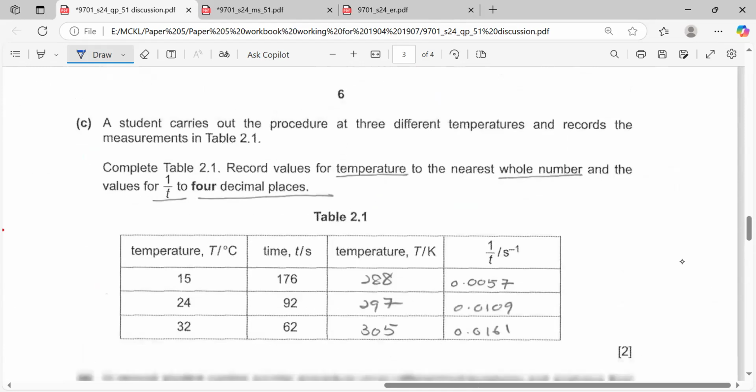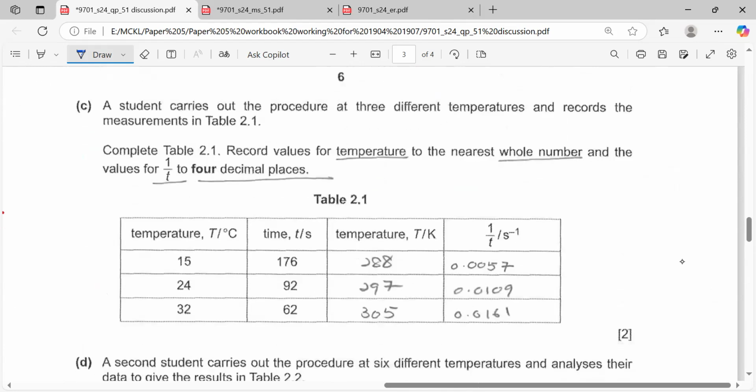A student carried out the procedure at 3 different temperatures and recorded the measurements in table 2.1. Complete table 2.1, recording values for temperature to the nearest whole number. Normally in a practical paper, temperature is to 1 decimal place, but here, in paper 5, they want us to record it in whole numbers. And the values for 1 over T to 4 decimal places.